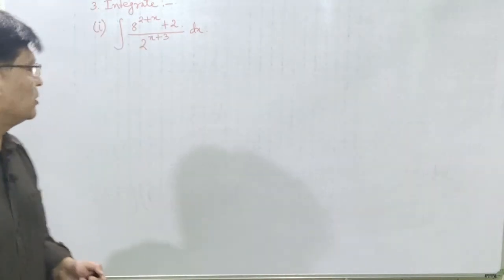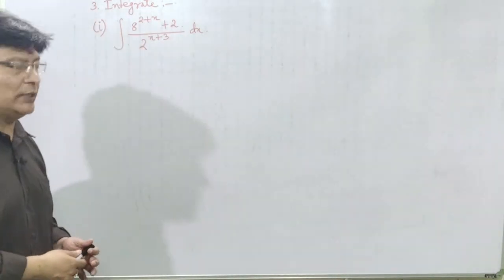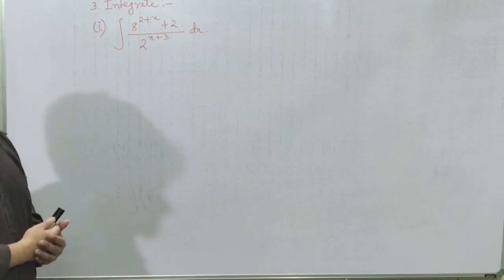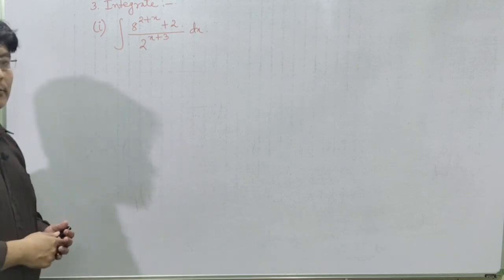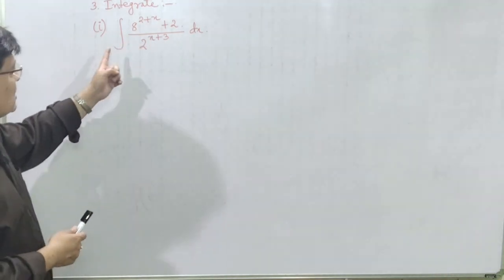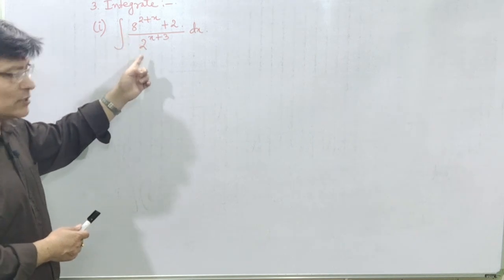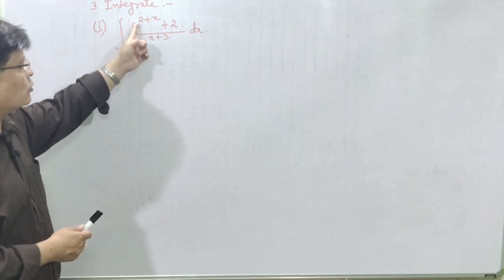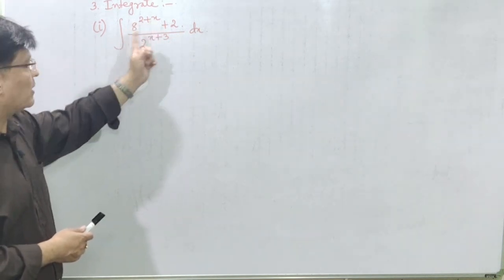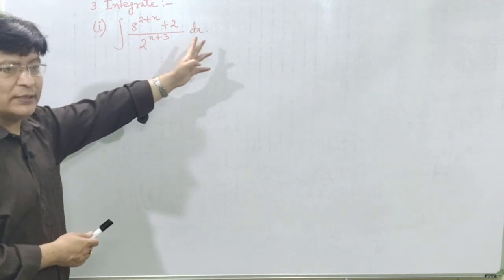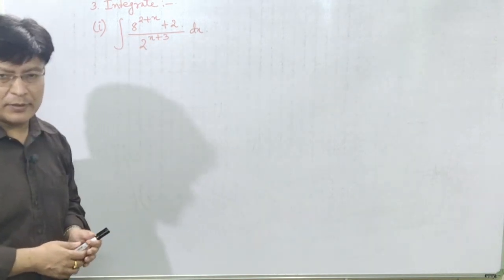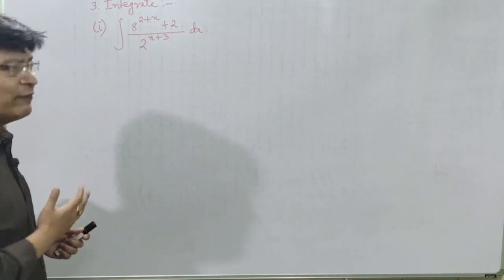So now we'll do the next question, that is question number 3. You have to integrate. Question number 1 is the integration of the fraction given: 8 to the power 2 plus x, plus 2, divided by 2 to the power x plus 3, dx. So first of all you have to simplify it.